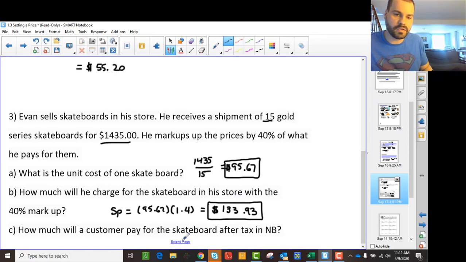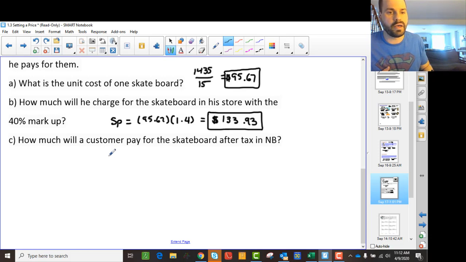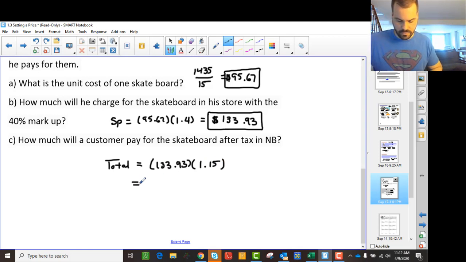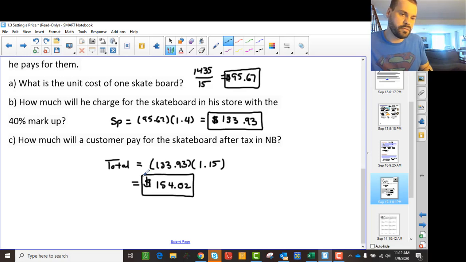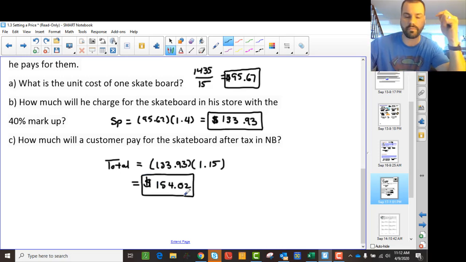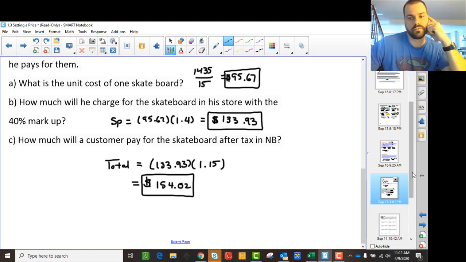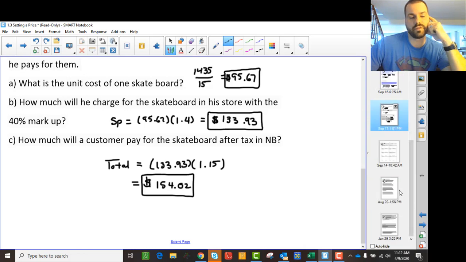And then the third part says, now if somebody's going to buy it, what are they going to pay after tax? So the total cost is going to be the sales price, $133.93, multiplied by tax in New Brunswick, which is 15% right now. So it's going to multiply by 1.15, and that gives me $154.02. So that's what you're going to pay if you go in. That 15% is a markup from the government. It's not something that the person who's selling the stuff gets necessarily, but that's the idea.